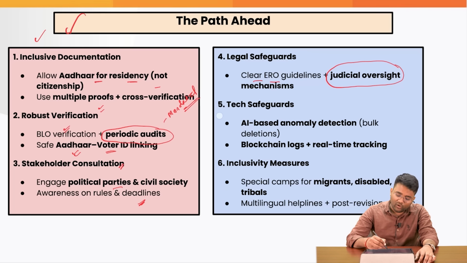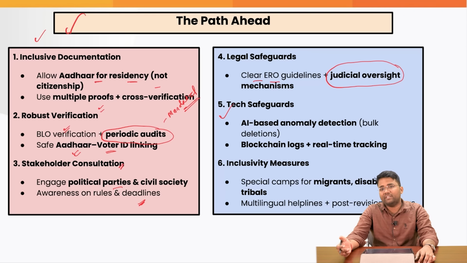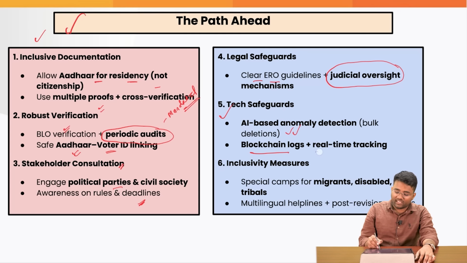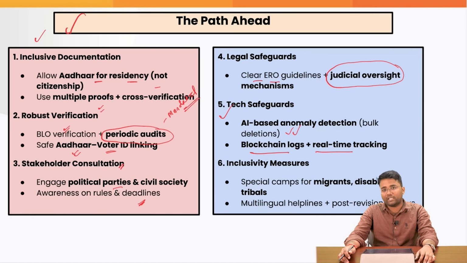Technology safeguards: whatever the data that we are getting or whatever the audits that we are doing, we can use technology to detect any kind of contradiction or anomaly that can be there, and that can be detected and tackled in an effective manner. Also, whatever the blockchain logs are there, real-time tracking can be there with regard to the data.